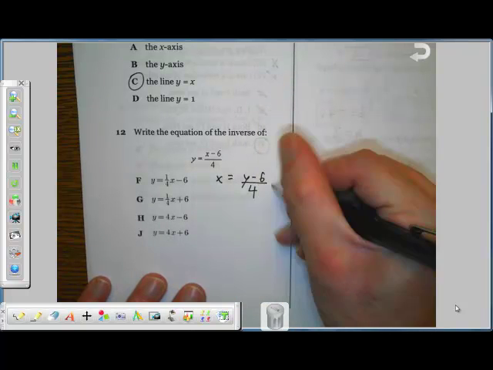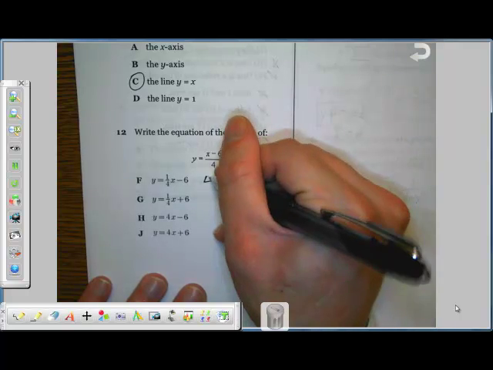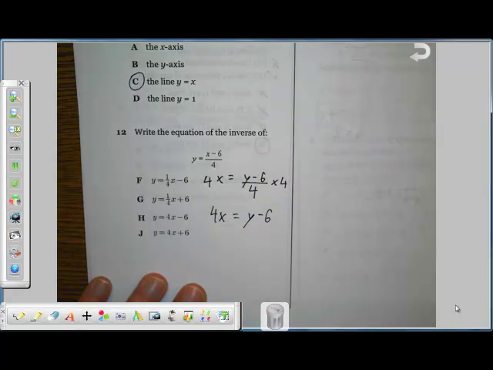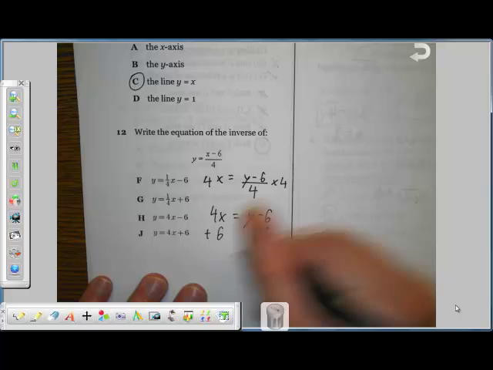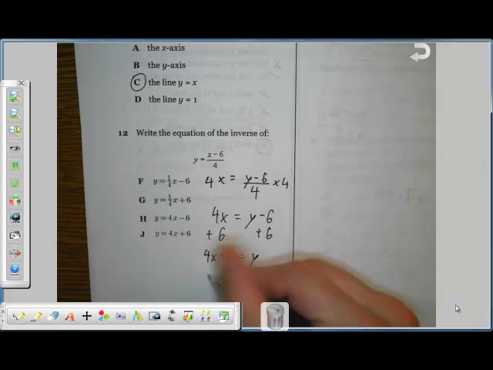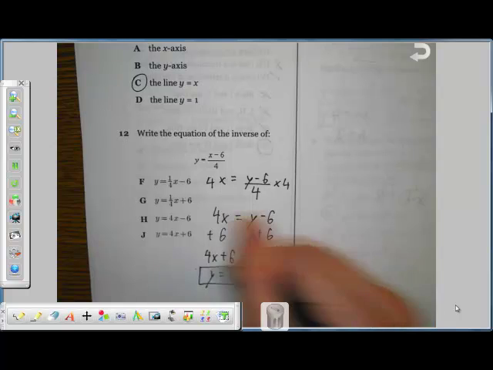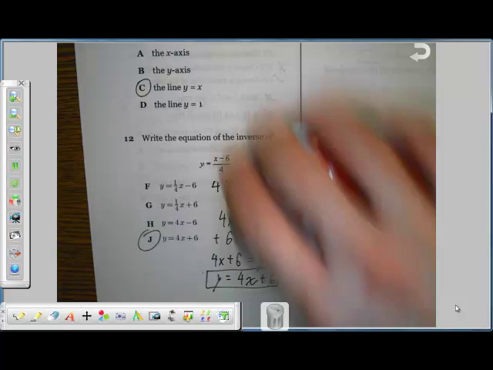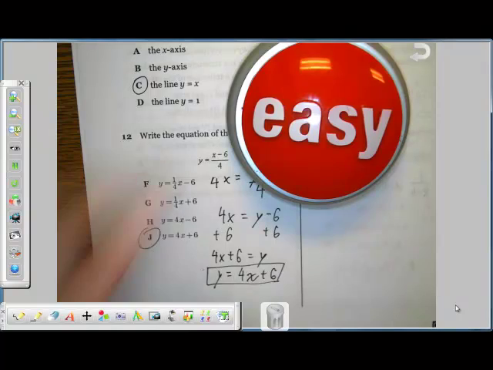My first step is to cancel the 4 by multiplication. So now I have 4x is equal to y minus 6. Cancel the subtraction by 6 by addition. And you are left with 4x plus 6 is equal to y. And you clean it up using the reflective property. Y is equal to 4x plus 6. That is our final solution. And you will find that that is J. That was easy.